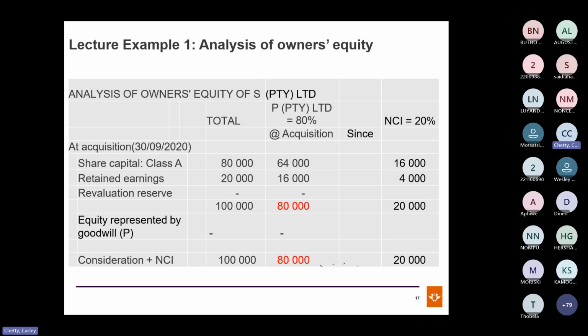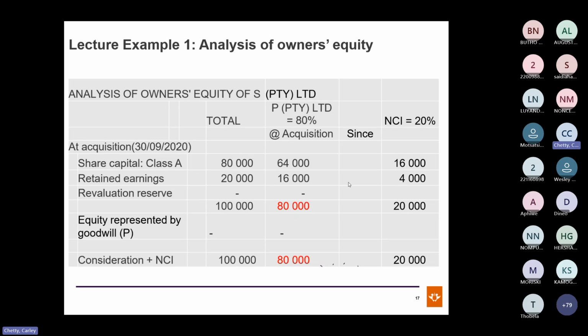Then the non-controlling interest owns the rest. So if P owns 80%, we know that the non-controlling interest is 20%. So we are going to take that 80,000 of share capital multiplied by 20%, and that is going to give us the non-controlling interest share in the share capital.